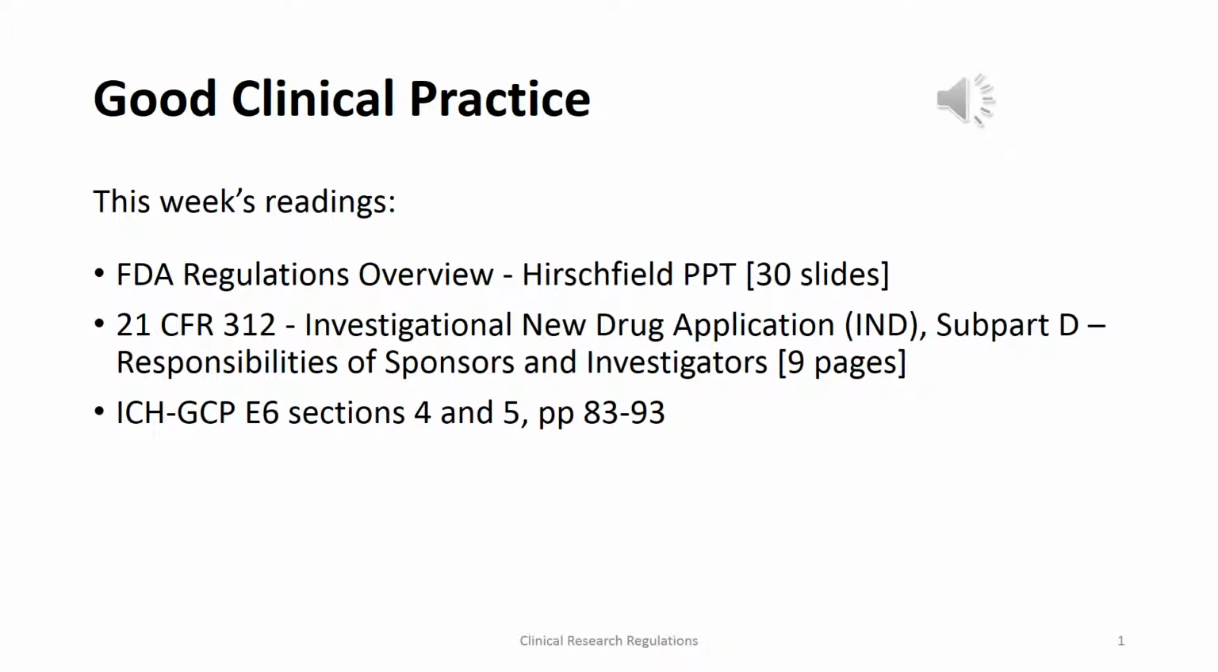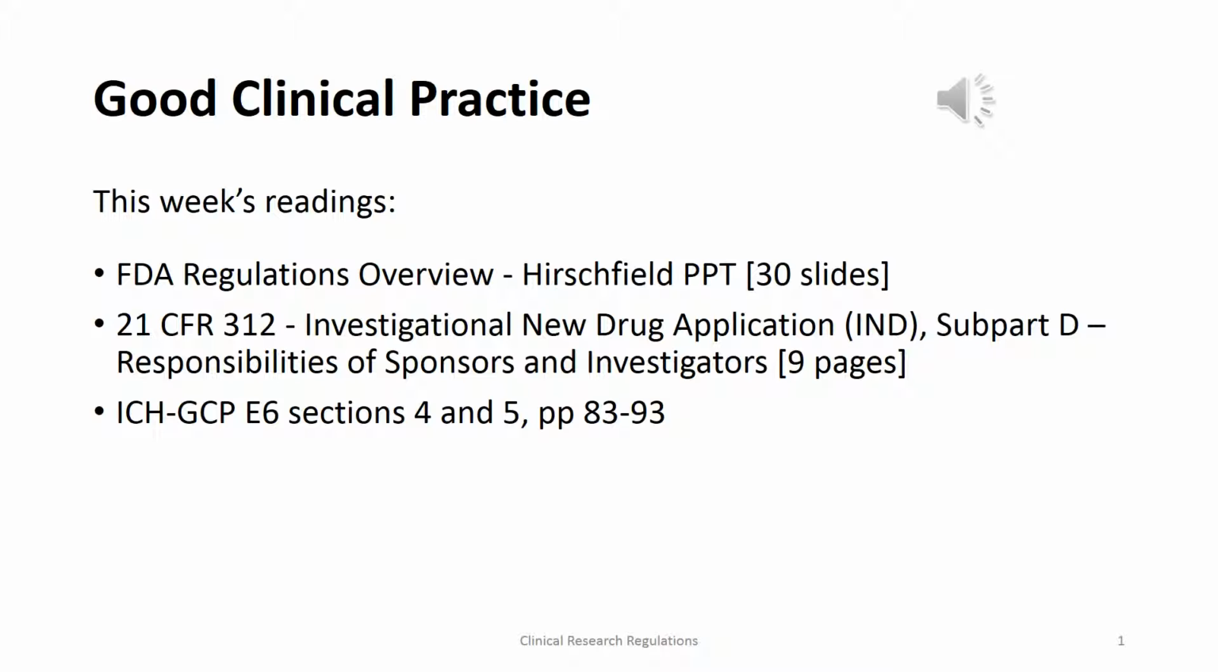So in this week's lessons, we're going to take the information that we've learned that's been foundational and see how it begins to shape and even govern what we do on a daily basis with our daily tasks as they relate to the clinical research environment. So for this week's readings, I'd like for you to look at the FDA regulations overview presentation by Dr. Hirschfield. It's about 30 slides. I think it'll give you a pretty good overview of what those regulations consist of.